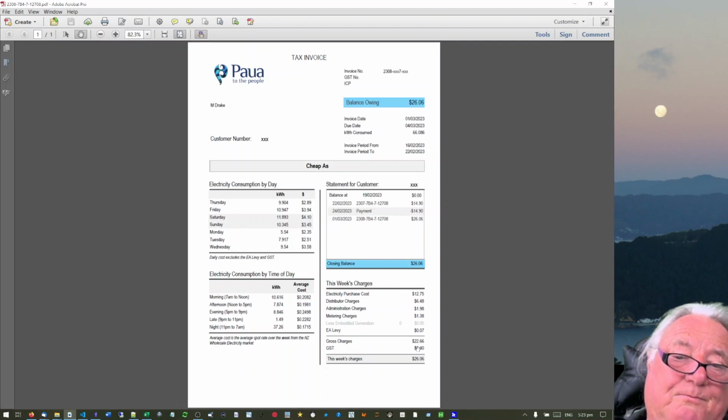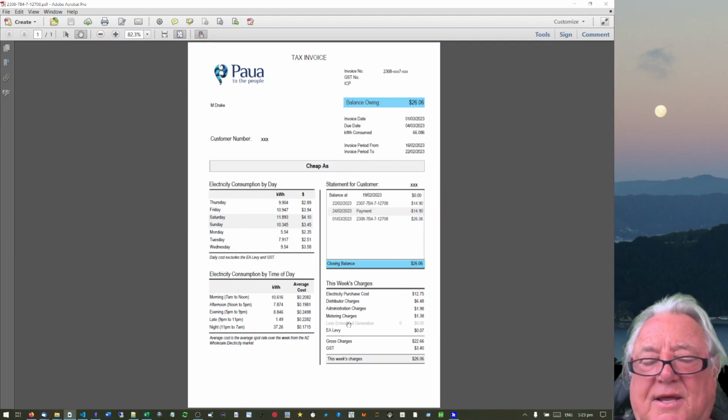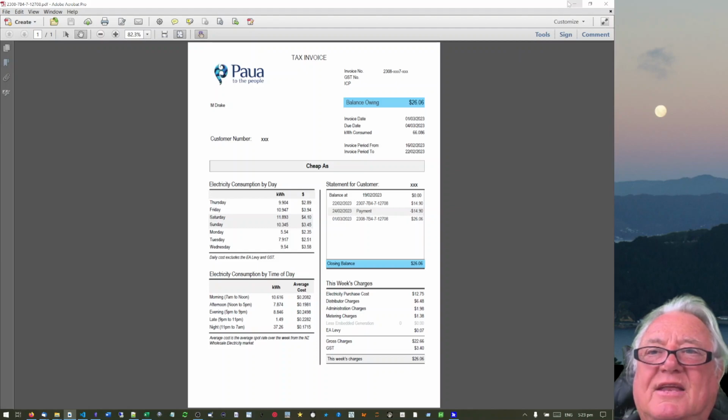A lot of these have a fixed element, and they have a variable element depending on your level of consumption. All of these ones have those as well, and I've yet to quite figure them out. So I'm doing a little bit of reverse engineering.